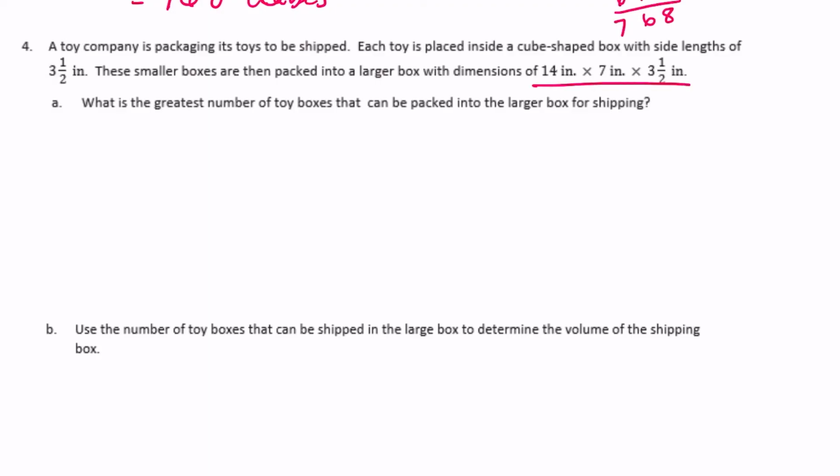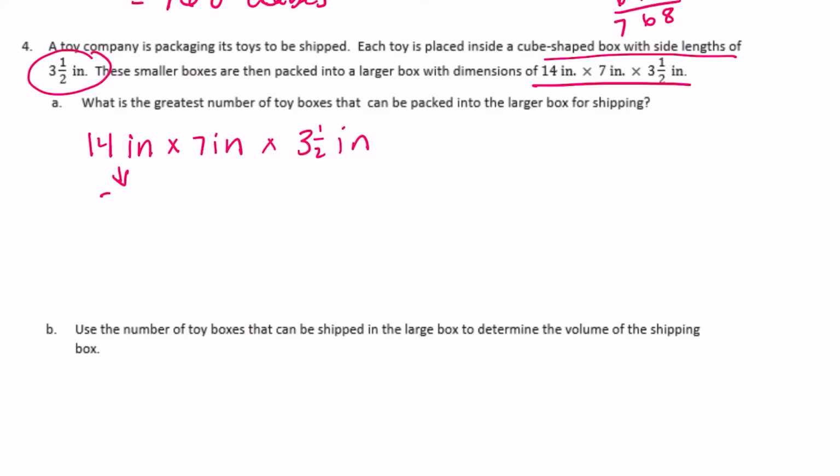Okay, so we have 14 inches by 7 inches by 3.5 inches. And each cube-shaped box has a side length of 3.5. So we want to know how many 3.5s can fit inside of each of these. And then we can figure out how many can be packed. So I'm going to do 14 inches divided by 3.5. If I did 3.5 plus 3.5, I'd get 7 plus another 3.5 would be 10.5 plus another 3.5 would be 14. So I can fit 4 3.5s into 14.